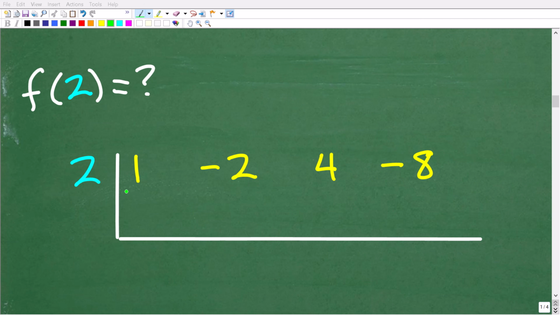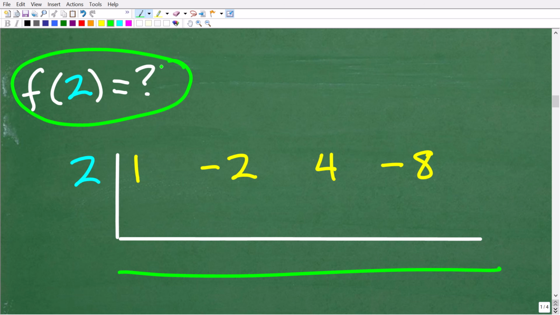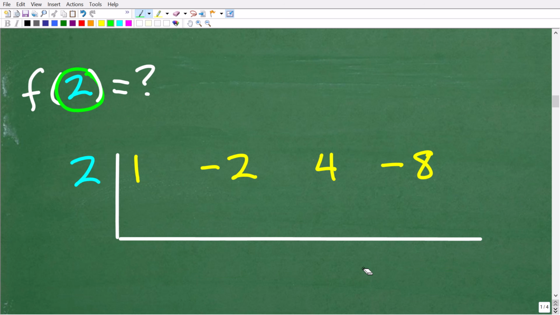Here again is our setup. We have 1, negative 2, 4, negative 8, and then of course we have our little L here. Now what we want to do is evaluate this function for 2. So instead of plugging this 2 into the function, we're going to take the number we're trying to evaluate this function for and put it right here, outside this little L thing. So here we have 2, then the little L bracket, then 1, negative 2, 4, negative 8. This is the setup, and now we're going to do some calculations in order to find the answer, but this is really easy.